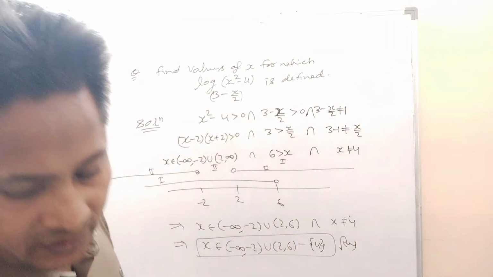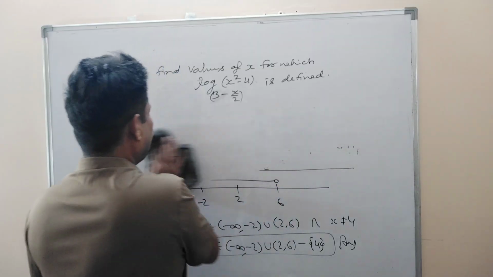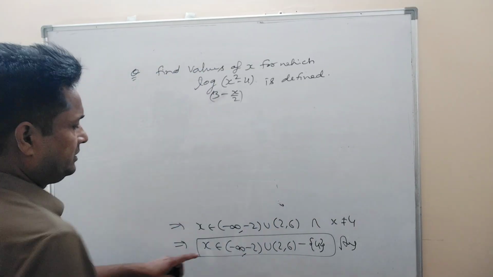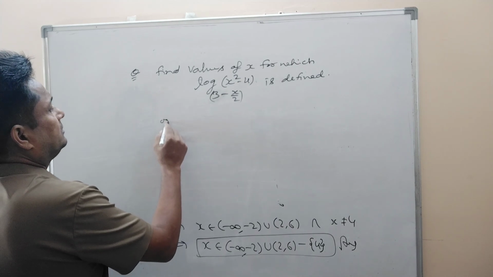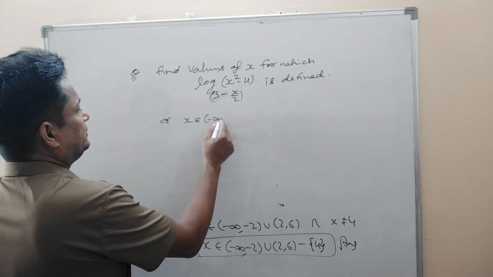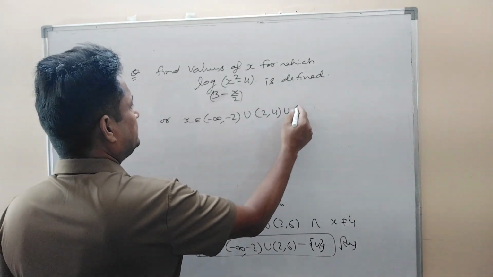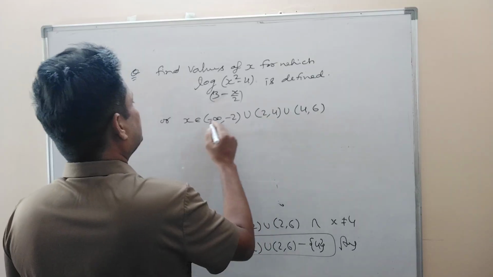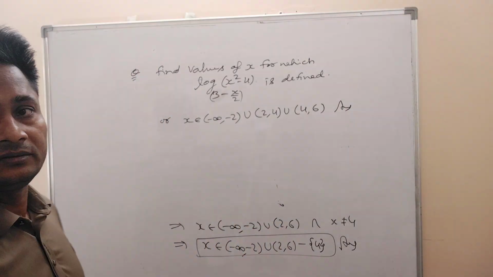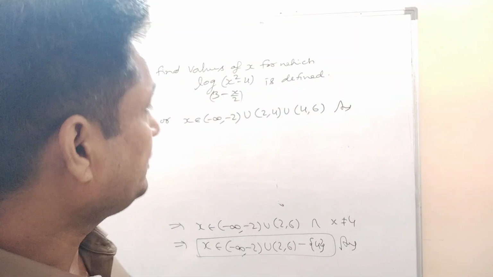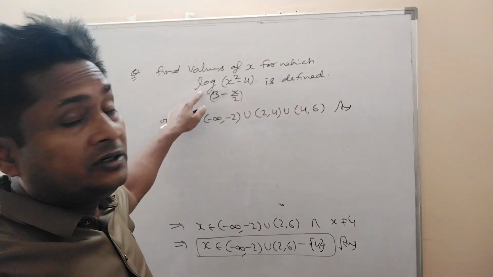This answer you can write in a different form also. So what will be our answer in this different form? This answer can be written in the same way, or x belongs to minus infinity to minus 2 union 2 to 4 union 4 to 6. Or you can write the answer like this one. Right? So for these values only, this log will be defined.